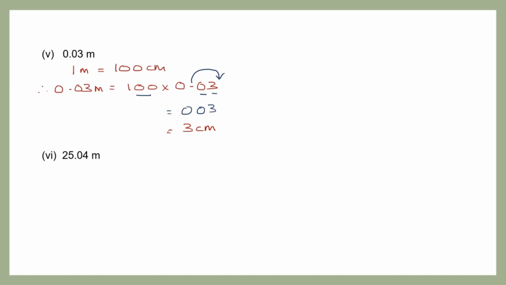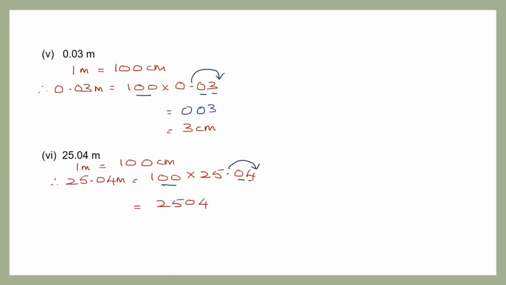Next one, 25.04 meters. Again, meter to centimeter. 1 meter equals 100 centimeters. Therefore, 25.04 meters will be 100 into 25.04. Two zeros, point moves two places to the right and comes here. So what do I get? I get 2504.0 or simply 2504 centimeters.